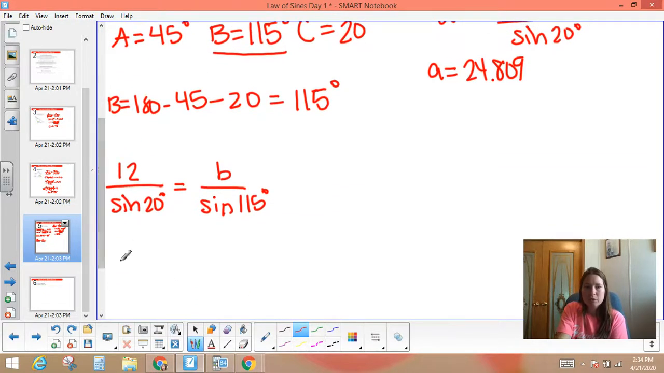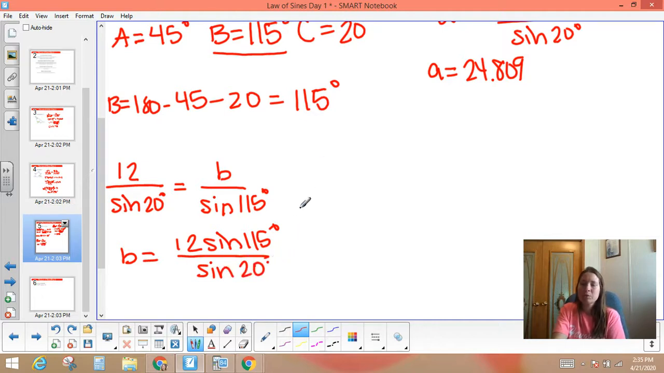You're just not writing it all down. So I can say that I know B is equal to multiply the two that are across and divide by the lonely. So 12 sine of 115 over sine 20. If you need to write out every little step, that's really perfectly okay. I just like to write as little as possible. So again, multiply the two diagonal and divide by the other one.